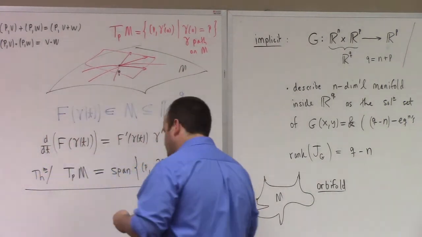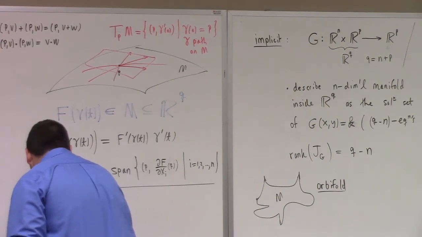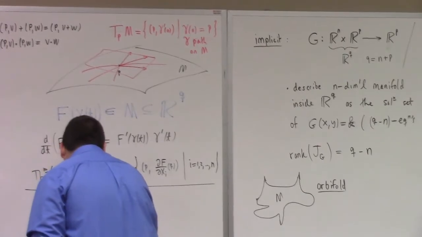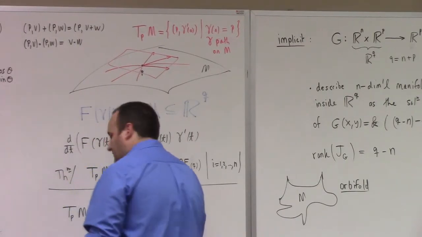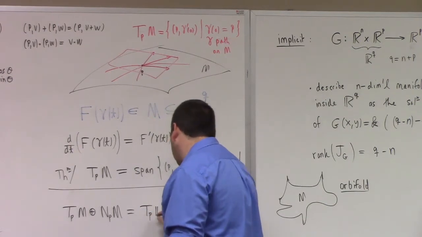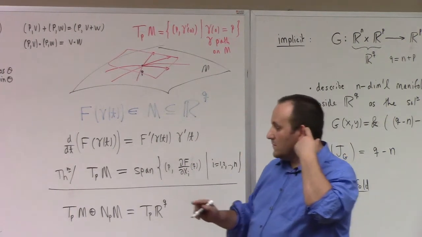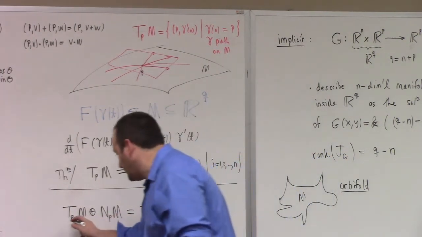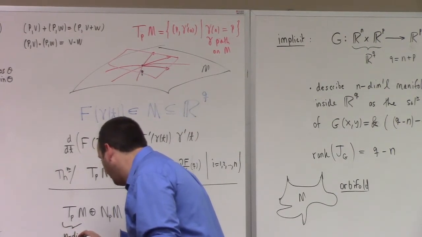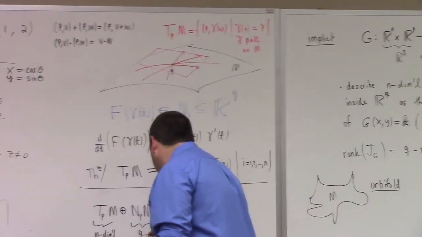The other idea is that we can talk about the tangent space to P at p, direct sum with what's called the normal space to P at p. This gives us the tangent space to R^q at p. So basically, there's a codimensionality here. This is n-dimensional, and this will be q minus n dimensional.